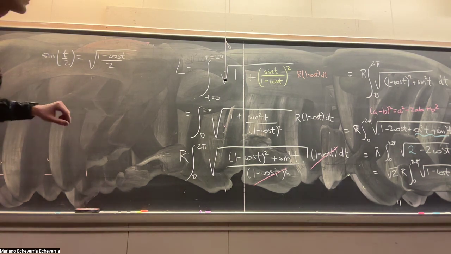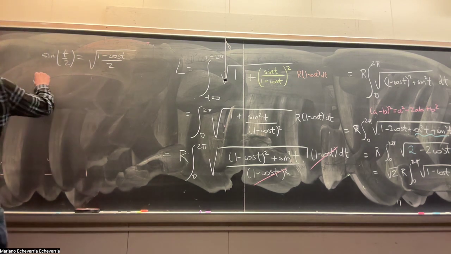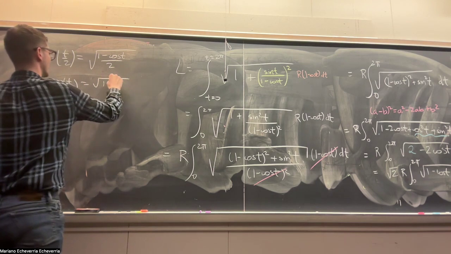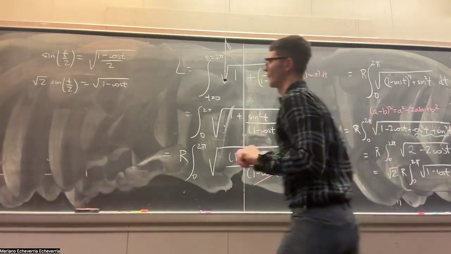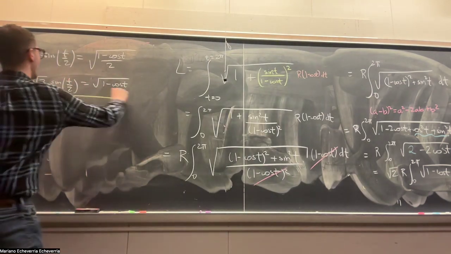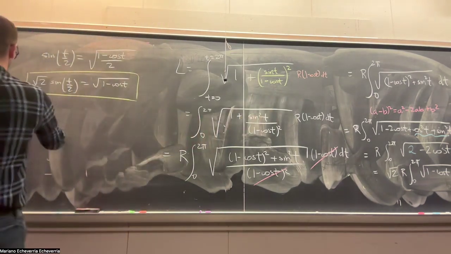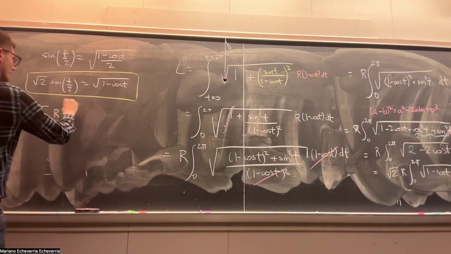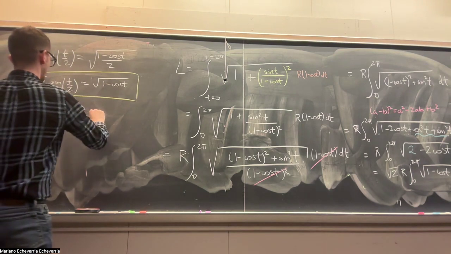But oh, perfect. So if you multiply both sides by root of 2, right? Sorry, I'm almost done, two more minutes. And then, perfect, I'll put that into the integrand. So that becomes root of 2 sine of t over 2.